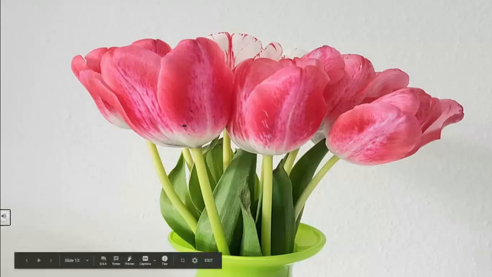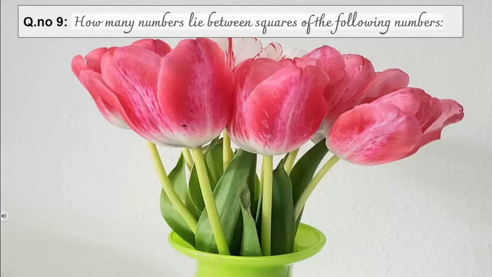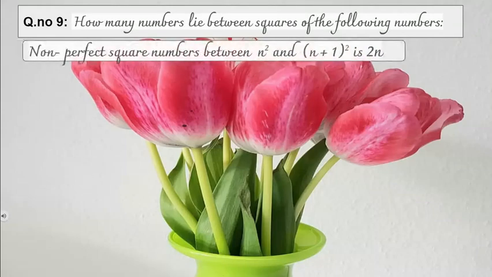Here is our last question, that is question number 9. How many numbers lie between squares of the following numbers? We have already learned that between squares of two consecutive numbers n and n plus 1, 2n number of non-perfect squares will exist there, isn't it? In introduction part 1, you can see this point, a very detailed explanation I have given there. So you can go through the video, you will get it there.